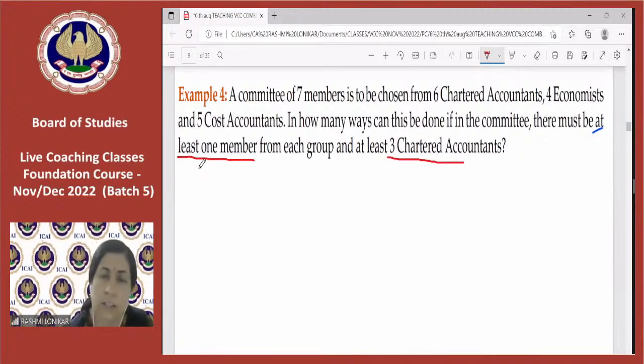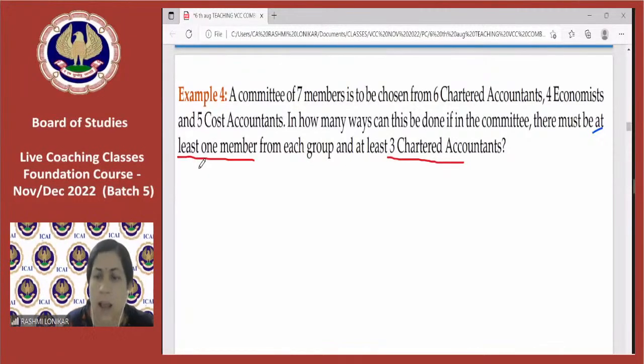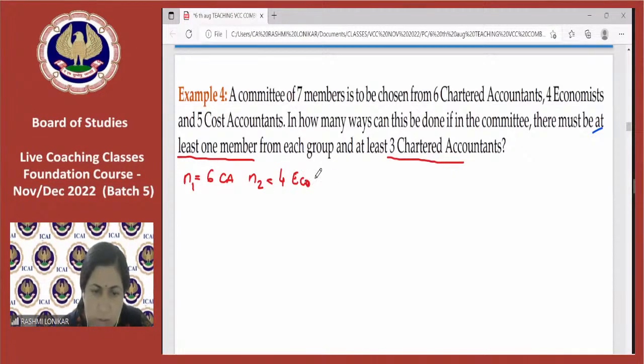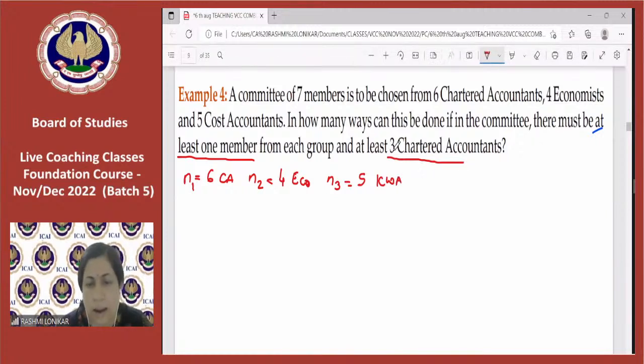So what is the condition here? That we must have at least 3 CAs and at least one economist and at least one cost accountant. Okay, how many members are required? n1 is 6 because there are 6 CAs. Then I have n2 is how much? 4. That is economists. n3 is how much? 5, which is equal to ICWA. And what is the condition? 3 chartered accountants. And what is r? r is equal to 7. So what will I have?